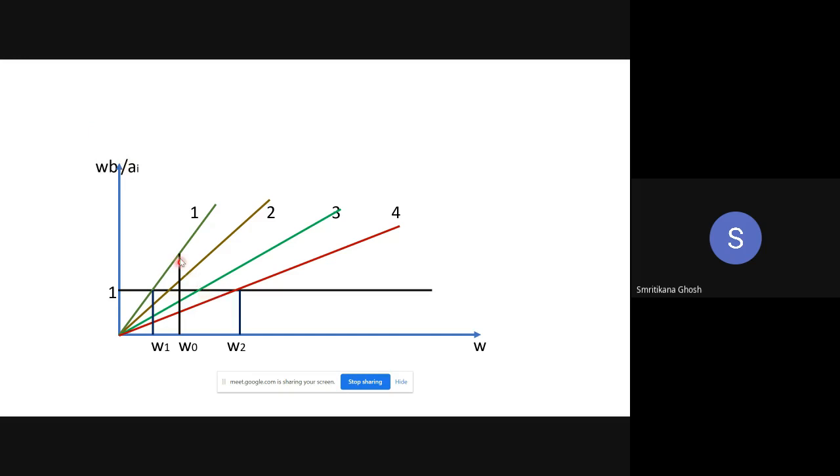Now I'm taking just one commodity, then you can understand. Say for commodity 1, for W naught, we are concentrating on commodity 1. So for commodity 1, W into Bi by Ai is greater than 1. That we can understand, it is here. So what is the meaning of greater than 1? That means WB into B1, rather, this is 1. So WB into B1 is greater than WA into A1.